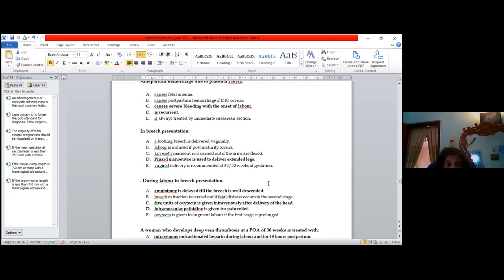Løvset's maneuver is carried out when the arms are extended. Mauriceau and Pinard's maneuver is used to deliver extended legs. If the legs are flexed, they can be just eased out. If the arms are flexed, they can be easily eased out. So Løvset's maneuver and Pinard's maneuver are required to deliver extended arms and extended legs. Vaginal delivery is not recommended in preterm breeches. So only D is correct there.